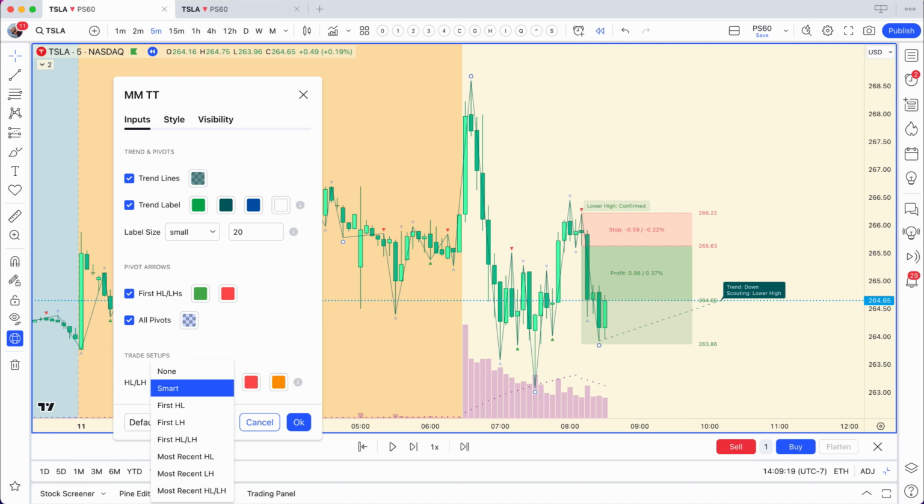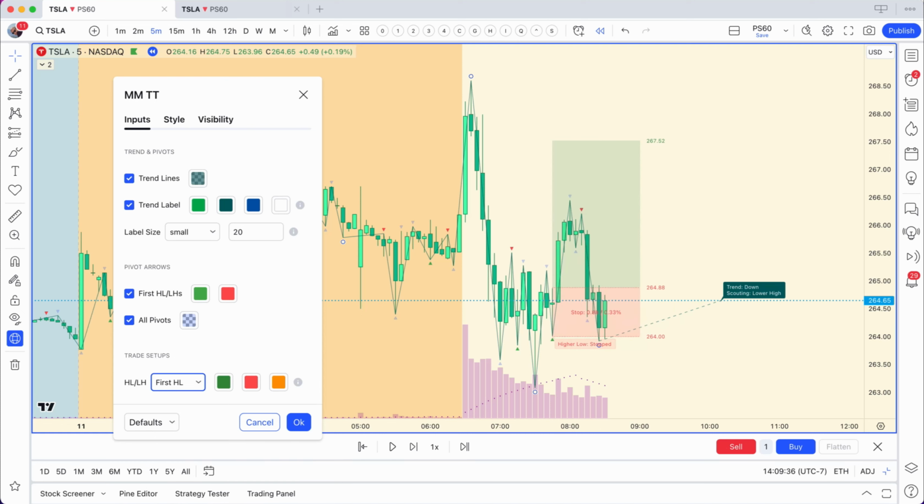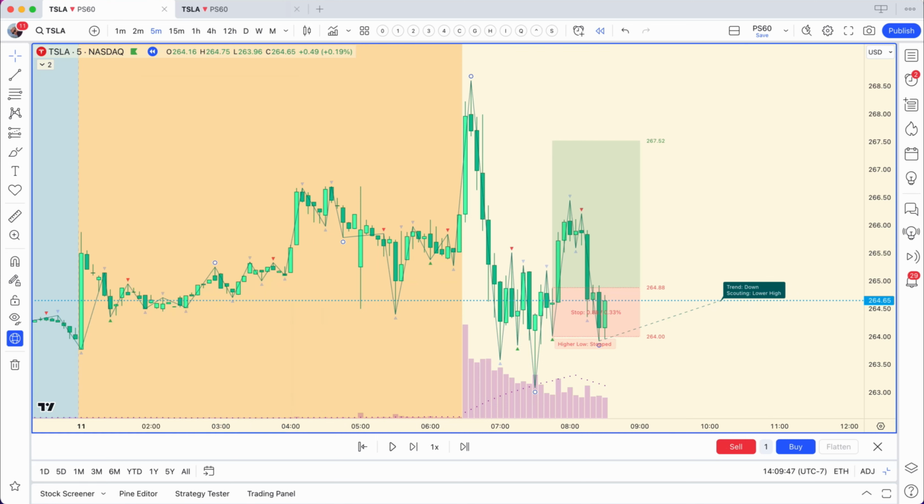So let's say, for example, you're only interested in long trades, and so you only want to get in on like the first high or low on the day. One of the things you can do is just choose first high or low, and now it's only going to look for trades that are the first high or low. Now on this day, it's kind of choppy, so you're going to see a few of them. But because it doesn't mean the first high or low on the day, it means the first high or low in the trend. So let me jump back a little bit.